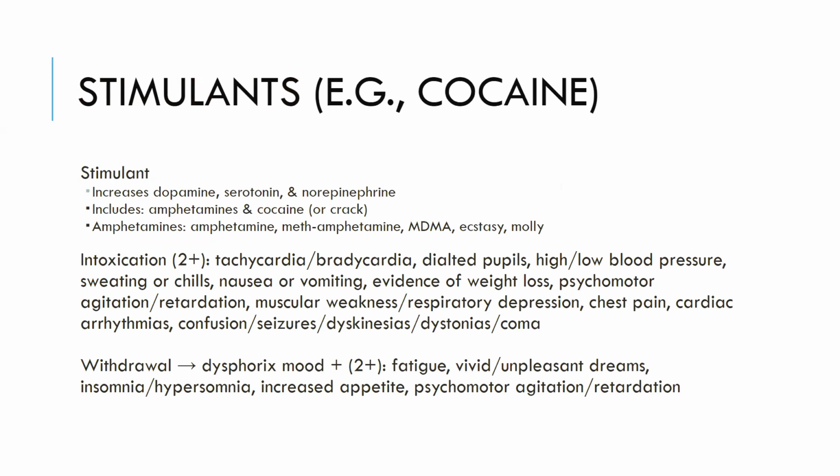And then finally, we have stimulants. Stimulants work by increasing the levels of dopamine, serotonin, and norepinephrine in the brain. And so stimulants end up having the opposite effect of what we talked about in the depressant category, so the opposite effect of things like alcohol. Stimulants work by really activating the central nervous system versus inhibiting it. Things that are included in this particular category are things like amphetamines, cocaine, crack. Amphetamines include methamphetamines, MDMA, ecstasy, Molly. These are all things that are going to be existing in the stimulant category.